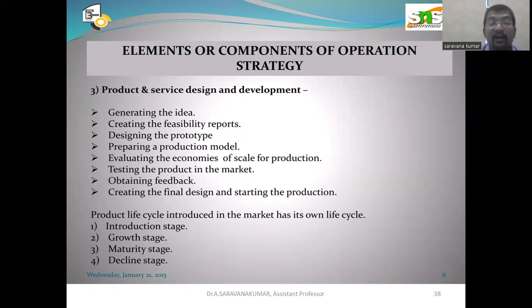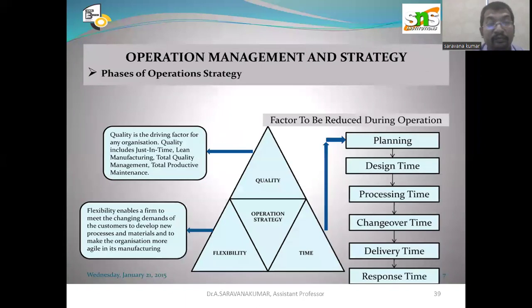Product life cycle, everyone knows about that. There are four stages of product life cycle: introduction stage, growth stage, maturity stage, and decline stage. So these are the phases of operation management and strategy. Factors to be reduced during operation are very important: quality, flexibility, and time.